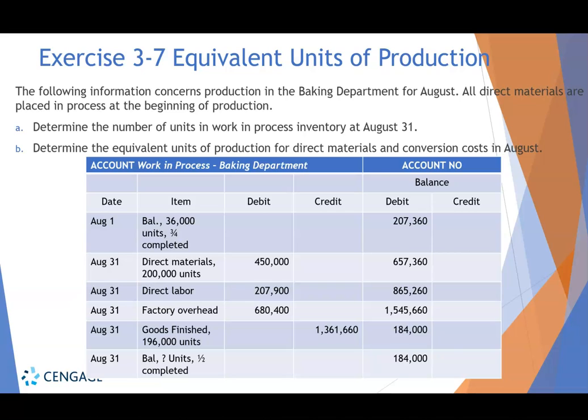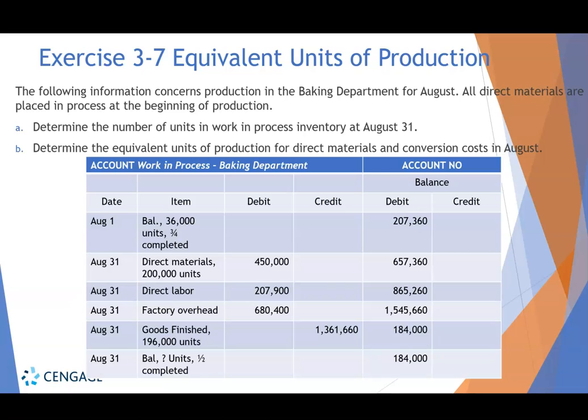Here we're going to look at exercise 3.7. This information concerns production in the baking department for the month of August. All direct materials are placed in process at the beginning of production. We're going to determine the number of units in work in process inventory at August 31st and determine the equivalent units of production for direct materials and conversion costs in August.